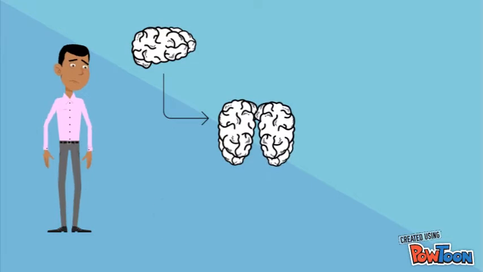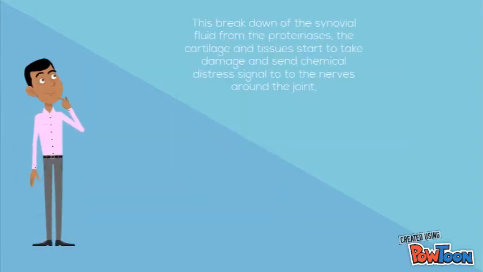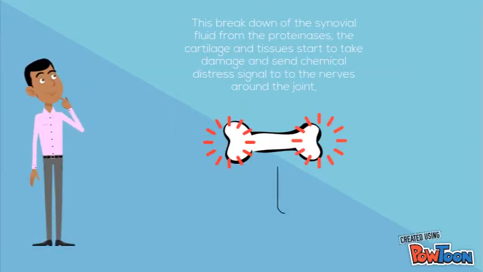There's an upset in equilibrium when the thymus starts to target the good and bad tissues, and it changes over to catabolism, which breaks down everything, and it creates an enzyme gradient, which allows for the enzyme proteinase to start to break down everything in the synovial fluid, which causes the inflammation you see. The breakdown of the synovial fluid from the proteinases starts to send pain signals around the joint.